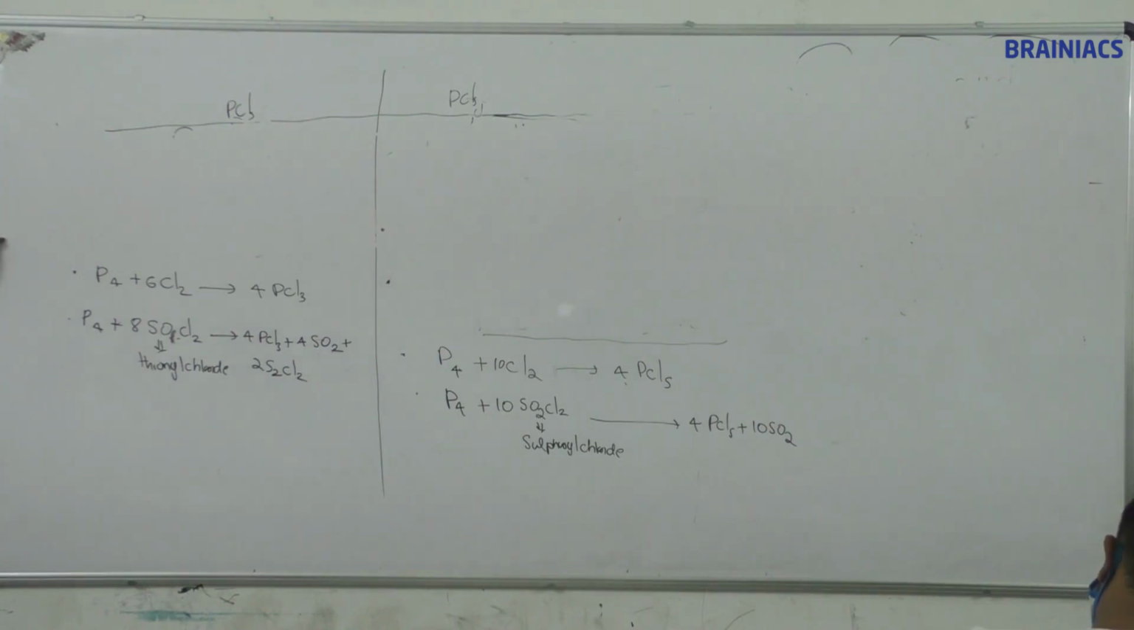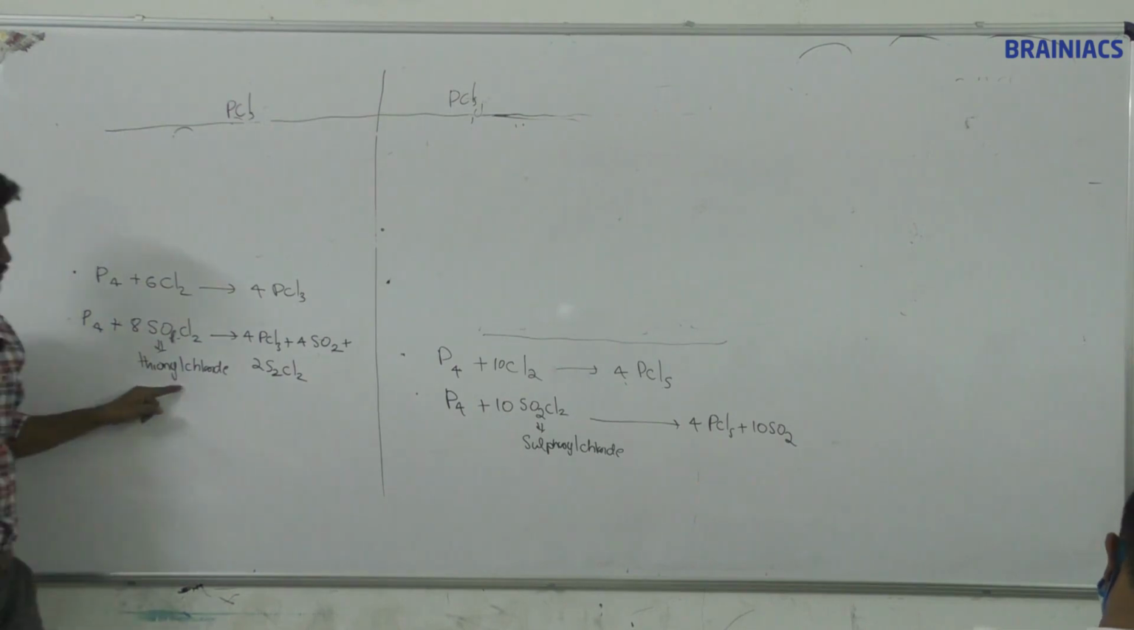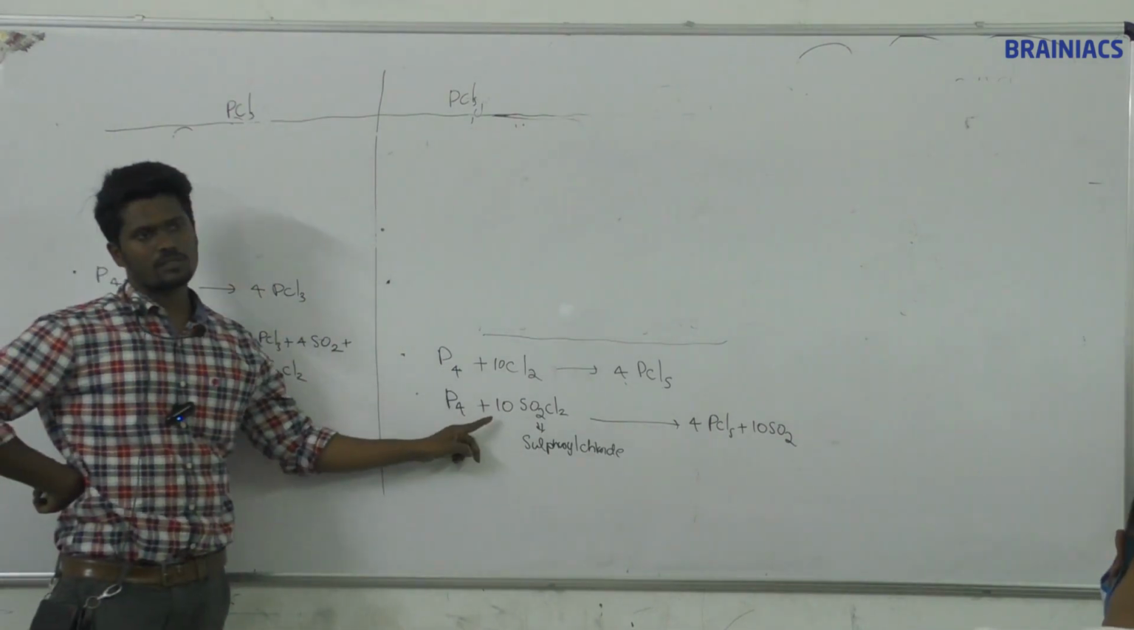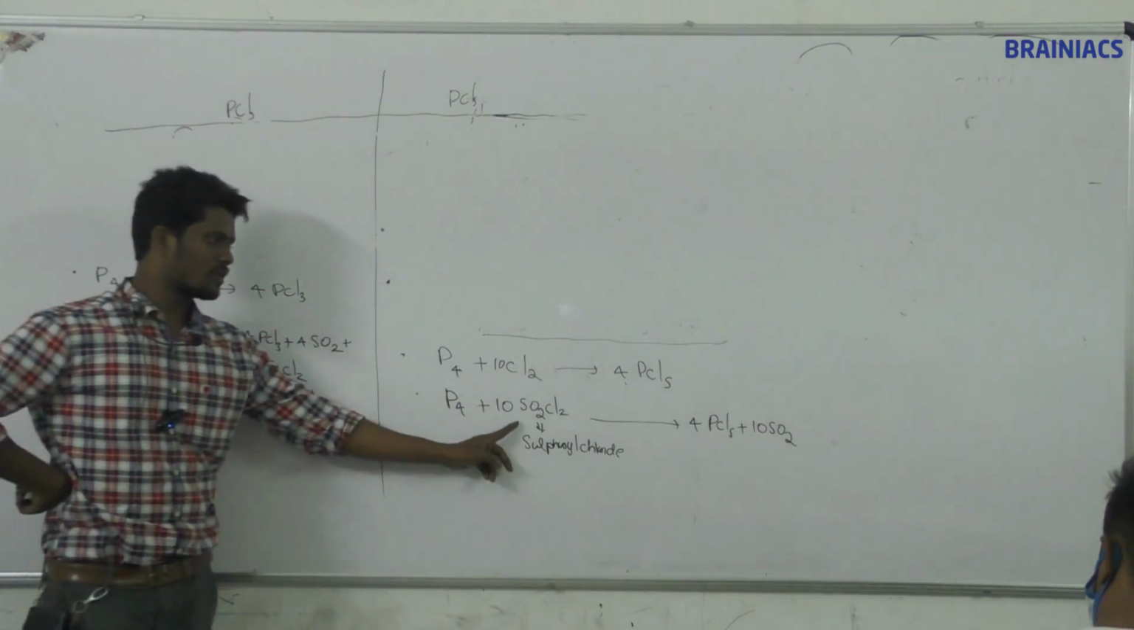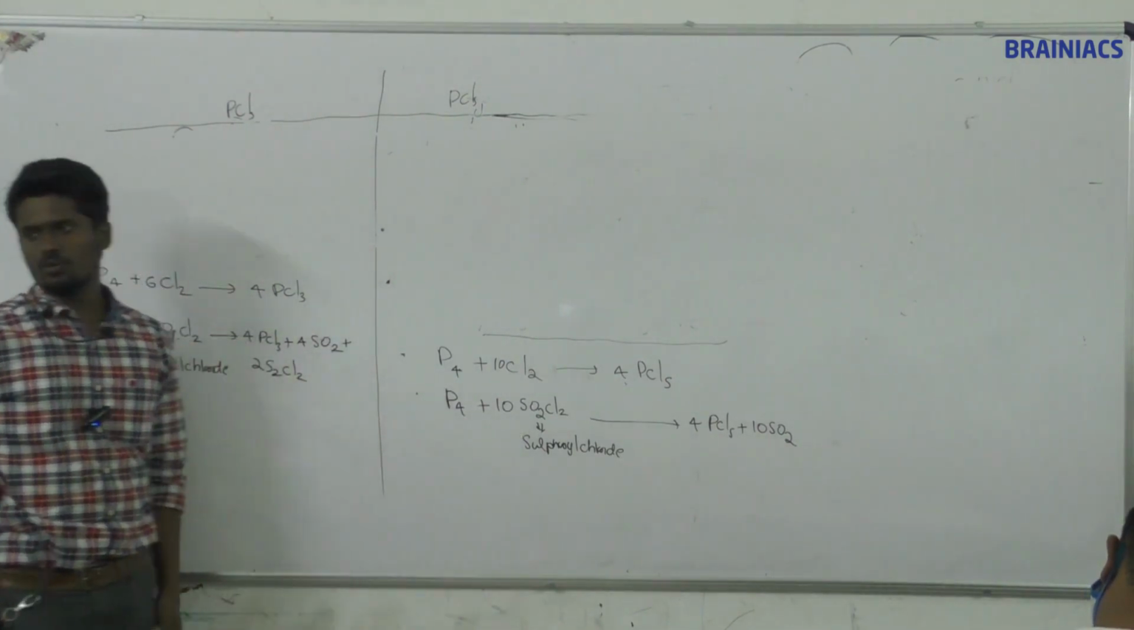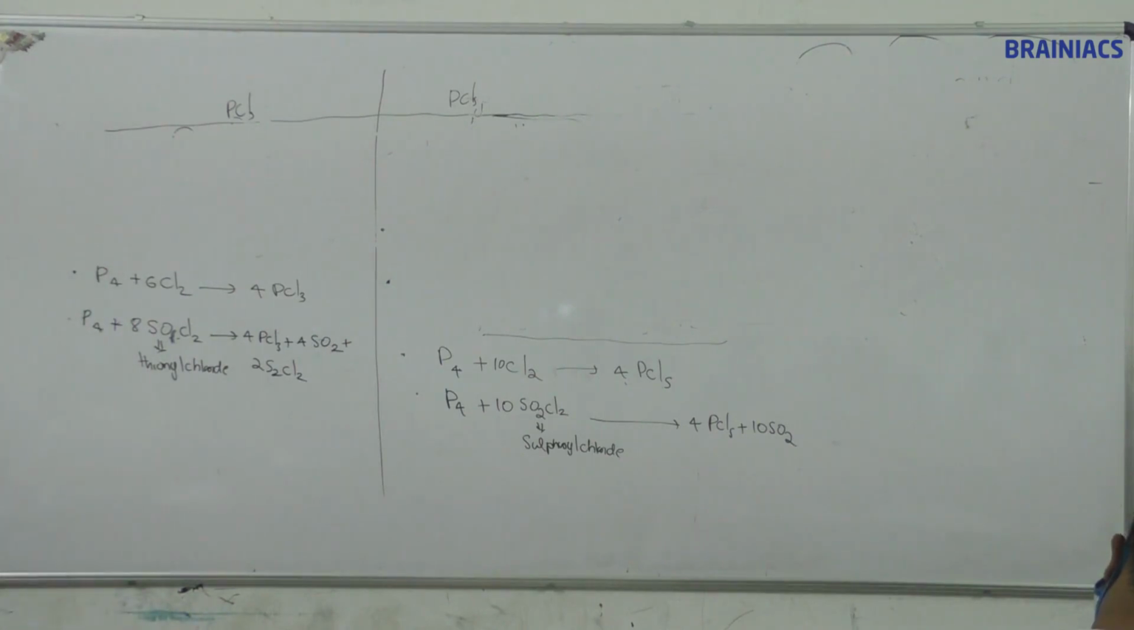White phosphorus reacted with thionyl chloride gives PCl3, and white phosphorus treated with sulfuryl chloride gives PCl5. So basically you have to understand what you mean by thionyl chloride and what you mean by sulfuryl chloride. What is thionyl chloride? SOCl2. What is sulfuryl chloride? SO2Cl2. Okay.